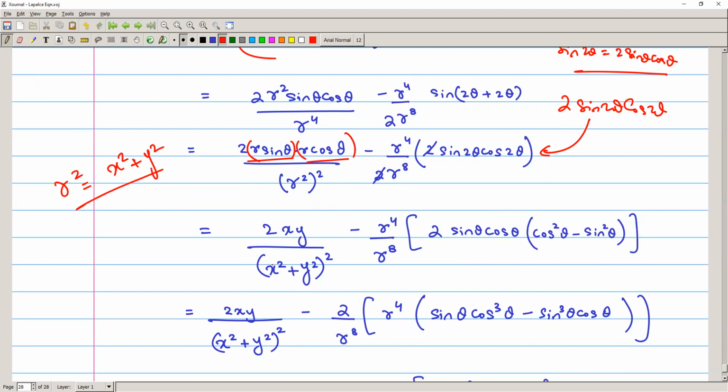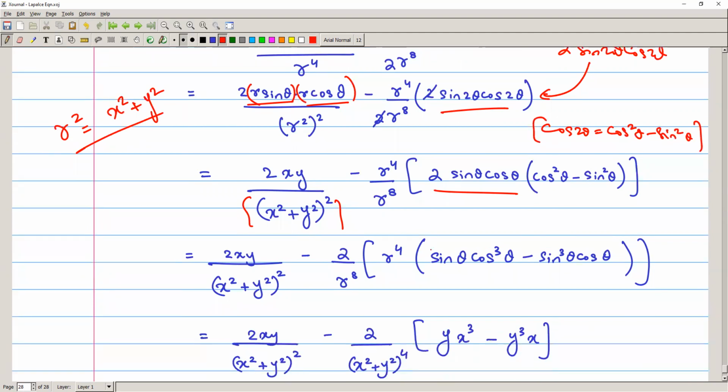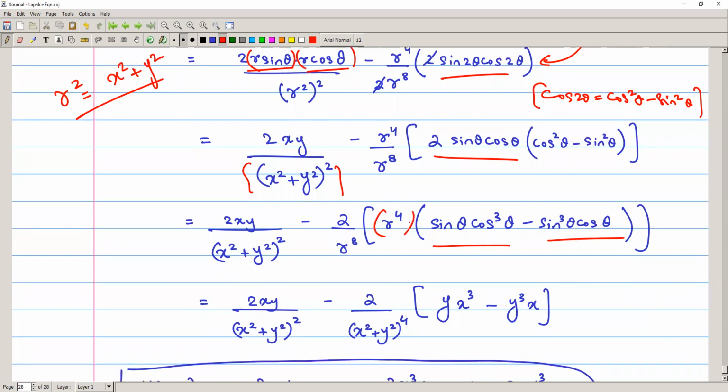So we can simply write here (x squared plus y squared) whole squared, and here it's sine 2 theta cosine 2 theta. We can split sine 2 theta into 2 sine theta cos theta, and cosine 2 theta is now equal to cosine squared theta minus sine squared theta, right? So we have now sine theta cosine cubed theta and sine cubed theta cosine theta. We will multiply this by r to the power 4 here. So this will be r to the 4 times this.